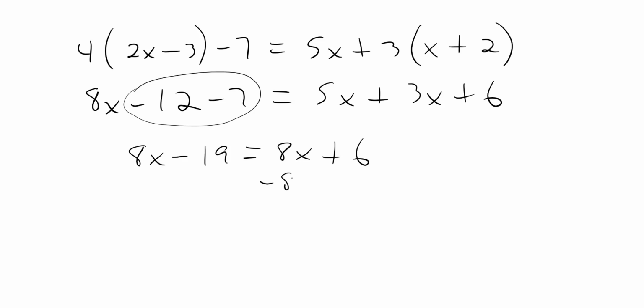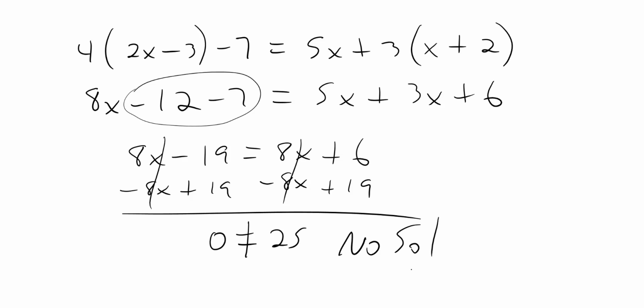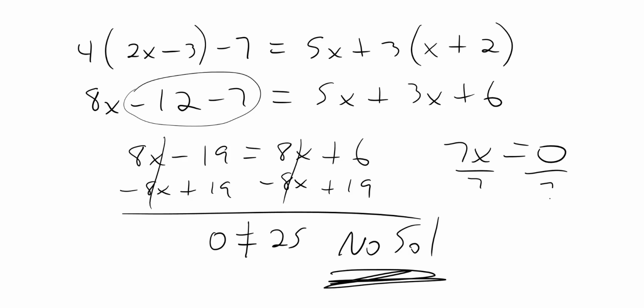I'm going to subtract 8x from both sides, and I'm going to add 19 to both sides. So the variable canceled. I know I've got a special case here, and this is 19 plus 6 is 25. It does not equal, this is no solution. But remember, if you get something like 7x equals 0, please don't write no solution. If the variable's still there, divide it by 7, and you get x equals 0.